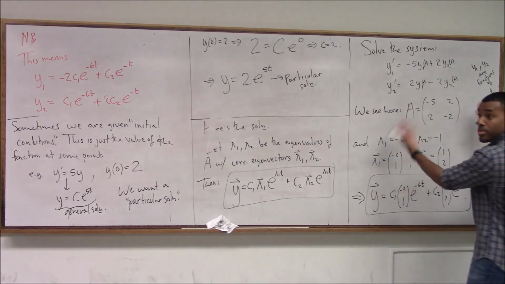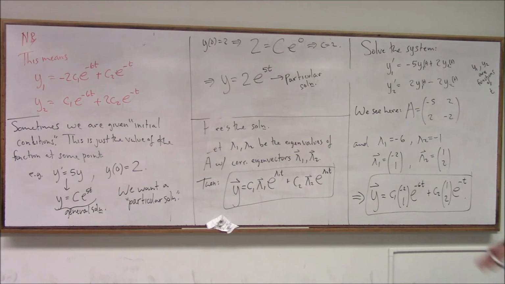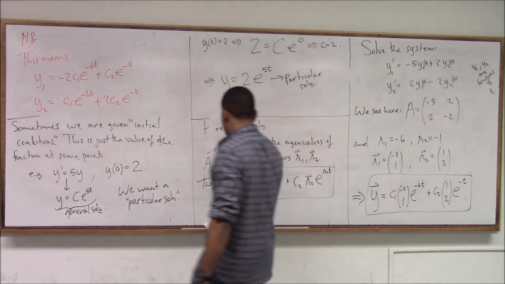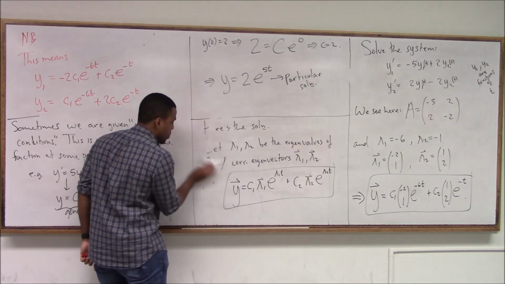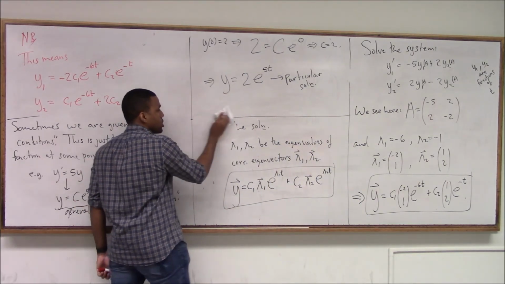Sometimes we want to have conditions on this one. And so I just gave you a general solution, but we might want the particular solution. I might want to talk about the functions y1 and y2 that pass through 2 specific points.